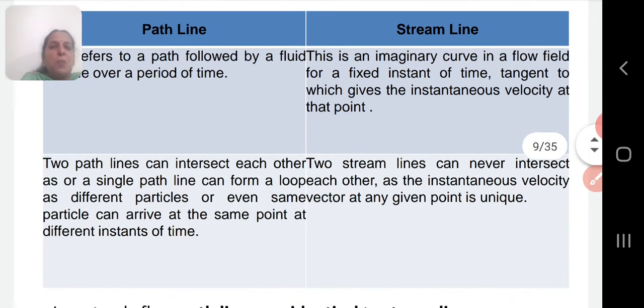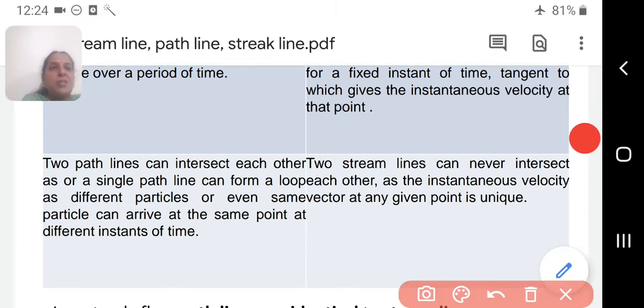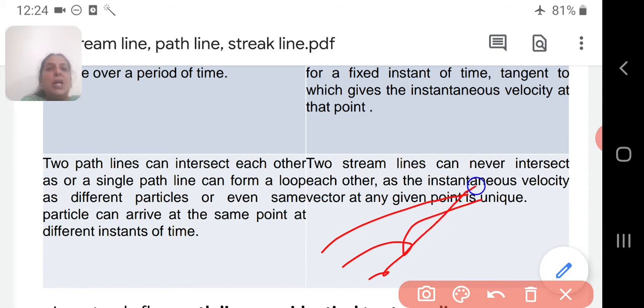Okay, so two path lines can intersect each other, or a single path line can form a loop, as different particles, or even the same particle, can arrive at the same point at different instants of time. So in case of a path line, even a single particle can form a loop like this, and even the same particle can arrive at the same point at different instants of time, because the path will cross, that is, intersect itself. So that could also be possible in case of path lines.